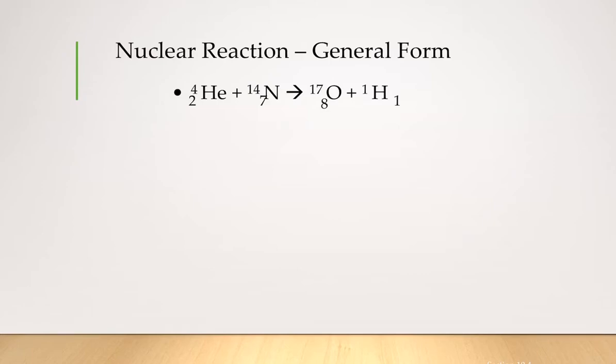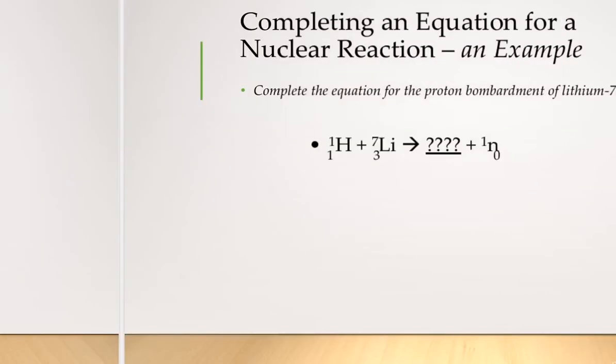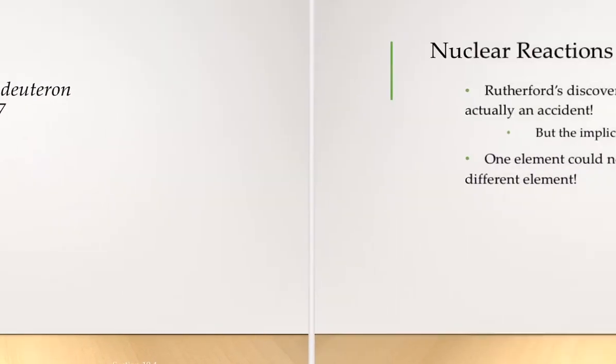So when you count the total of the mass numbers, here it's 14 plus 4, that would be 18, and here it's 17 plus 1, that would be 18. Okay, so the mass numbers are conserved here. And when you calculate the total of the atomic numbers, it's 9 on the left side, and 8 plus 1 equals 9 on the right side. Okay, I want you guys to also practice the examples here.